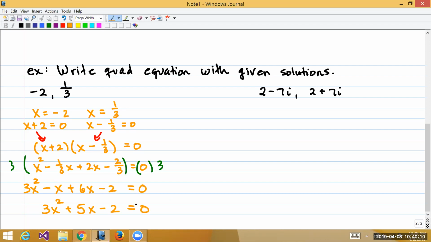Very important that you put equals 0. And then look at this. If I get rid of that equals 0, that's not an equation anymore. That is an expression. But I asked you to find an equation, so don't forget that part. Very important.